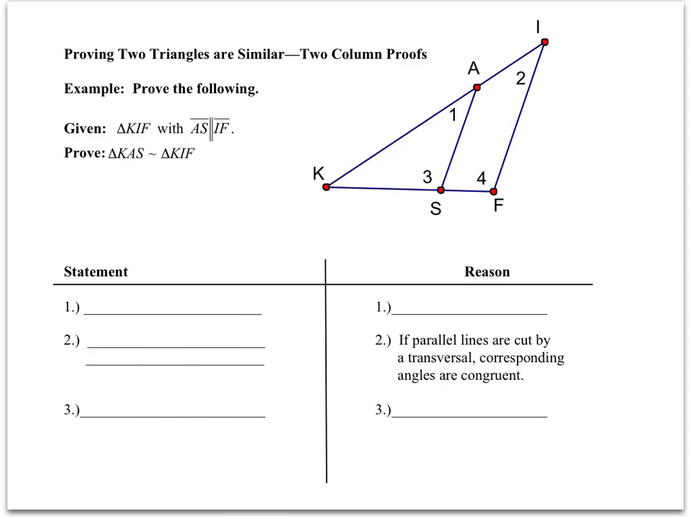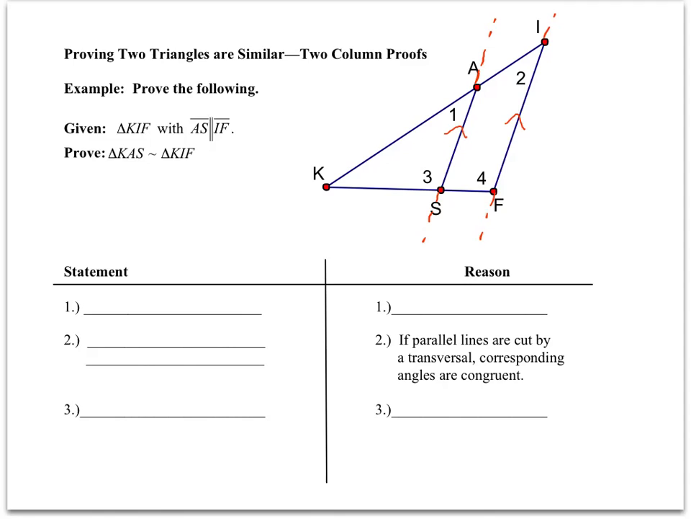For this last problem, we've got a formal two-column proof, and we are given a triangle KIF, and we have that AS is parallel to IF. So I'm going to write that on the diagram. First thing you always want to do is label as much as possible. So I've got those parallel lines, and I'm going to extend them. You'll see why in a minute. It's just for a visual.